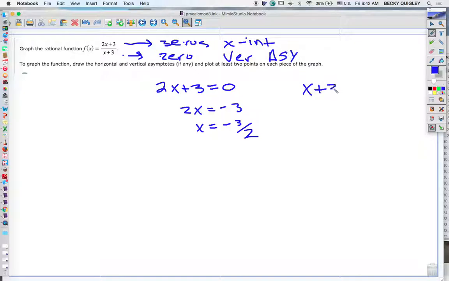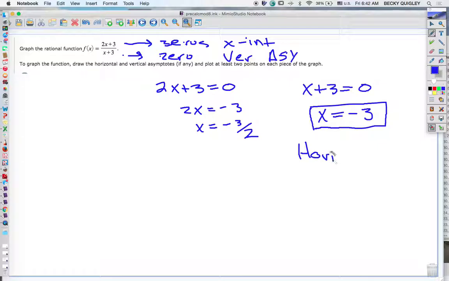So x plus 3 equals 0, x equals negative 3. So this we want to express as an equation because it is a line, x equals negative 3.